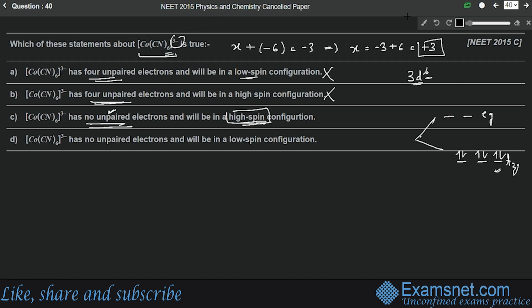It is in the low spin configuration, because you can see that the pairing of the electrons has taken place in the lower energy level only. So it is low spin configuration. This is incorrect. The last one says it has no unpaired electrons and will be in a low spin configuration. Yes, this is the correct statement. So option D is the correct answer.